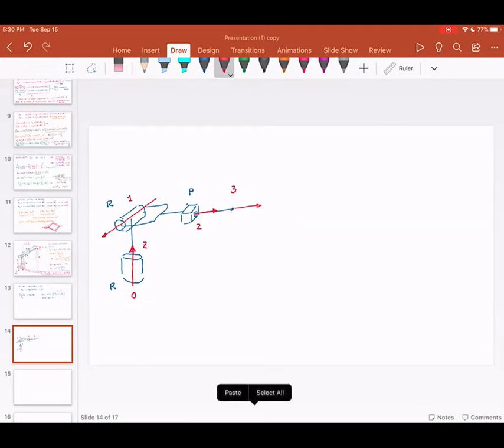So I'm gonna call this Z0. I'm gonna call this Z1. I'm gonna call this Z2, and I'm gonna call this Z3. The next thing is we have to set up the axis. So x0 doesn't matter. So I'm gonna have x0 like this. For x1, x1 has to be intersecting z1 and z0. So this is going to be my x1. For x2, x2 has to be intersecting with z2 and z1, and it has to be perpendicular to z2 and z1. So check this out.